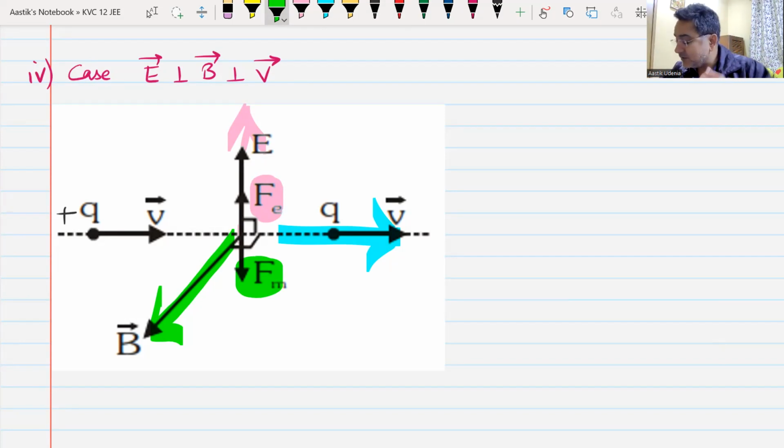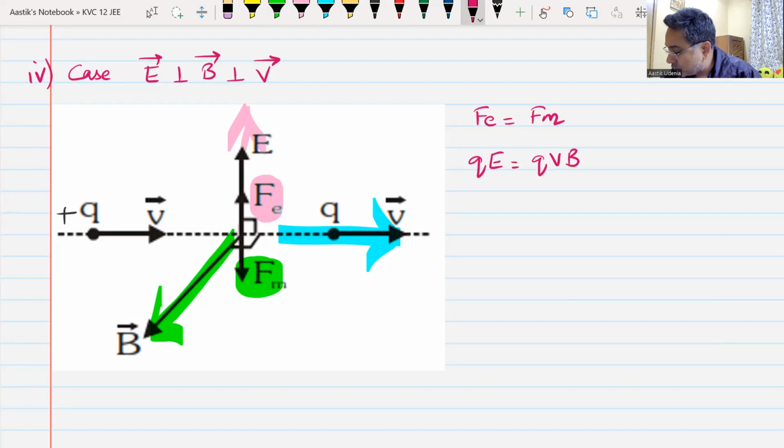I can create a very special case where this electric force and magnetic force are both equal to each other and opposite to each other as well. In that case, what will happen, my dear friends? This Q into E will become Q into V into B into sine theta. And here theta is 90, Q and Q get cancelled. I will get the velocity as E by B.